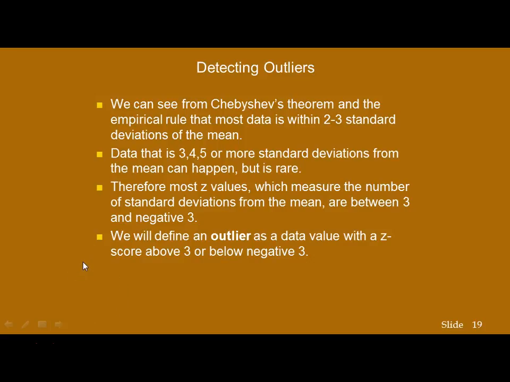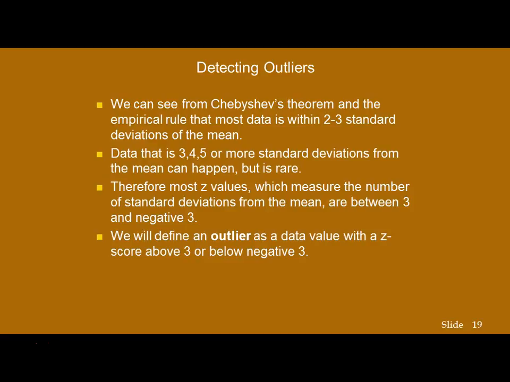Okay, so the empirical rule and Chebyshev's theorem both give us a little bit more concrete interpretation about the mean and standard deviation, especially about the standard deviation and how it's a measure of the spread of a distribution. One other thing we can do with what we've seen here today is we can talk a little bit about detecting outliers.